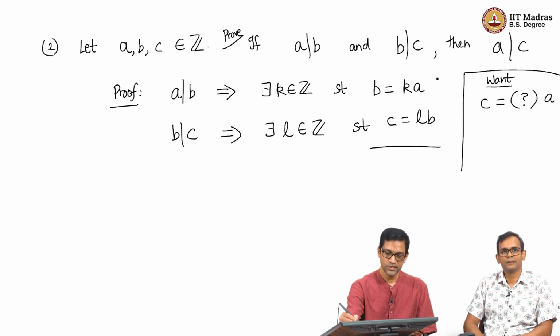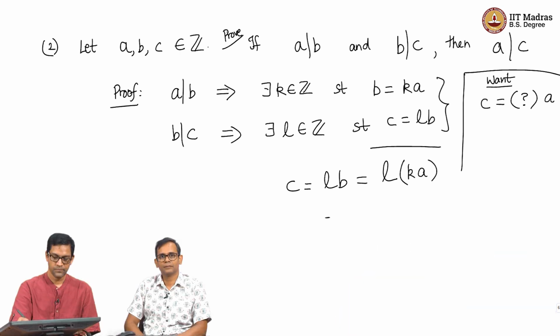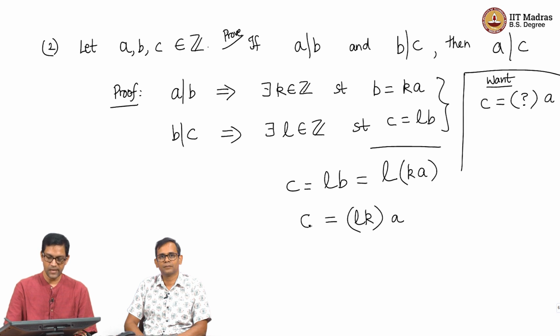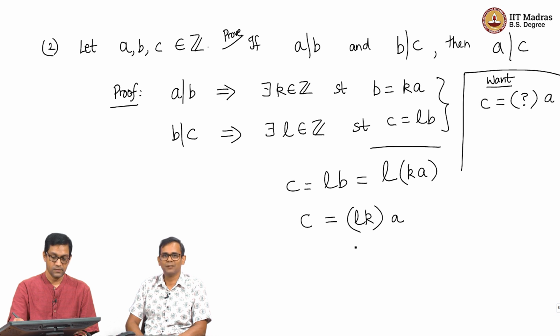So we'll just use these two equations here to say C is nothing but L times B, which is L times K into A. And now we are in good shape, because what that expresses C as is C is just LK times A. What I used here is the associative property of multiplication of integers.